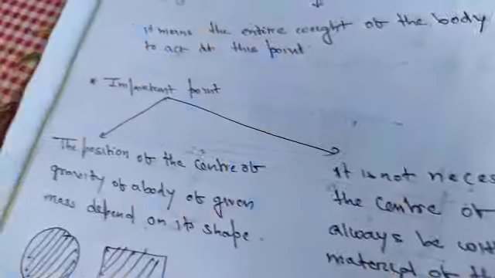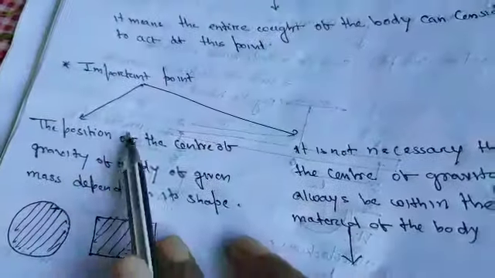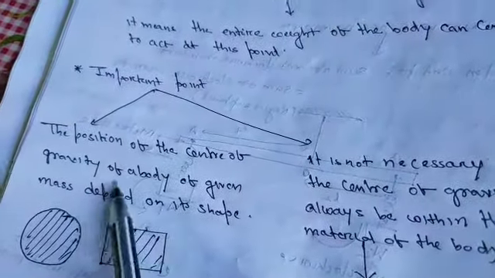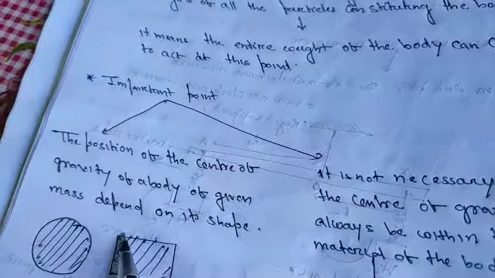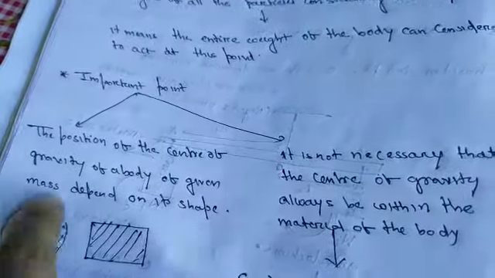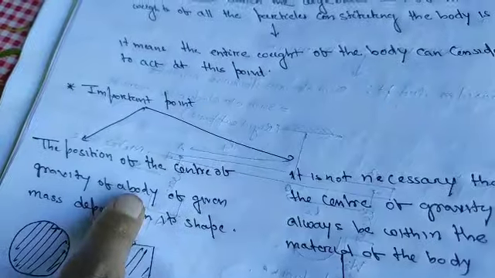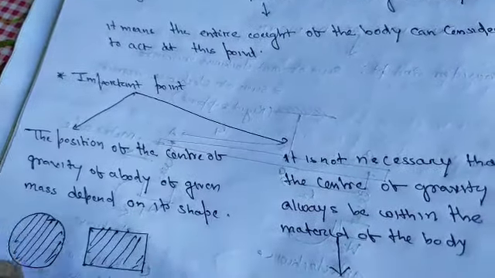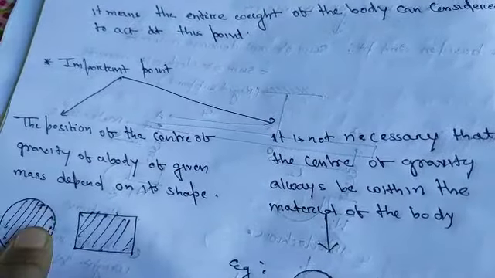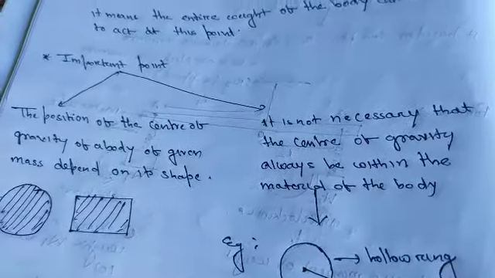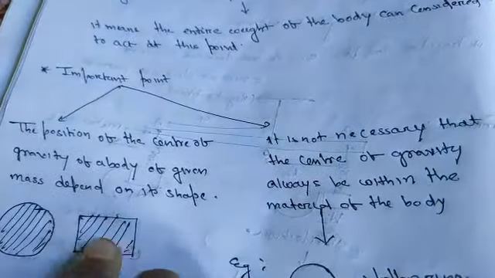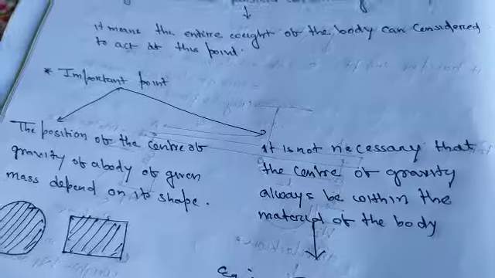What is that, student? Check it out. The position of the center of gravity of a body of a given mass depends on the shape. Means suppose this is a wire. I have taken one wire and with the wire I have made a circle. So the center of gravity is different, and if it is a square, student, the center of gravity is different.